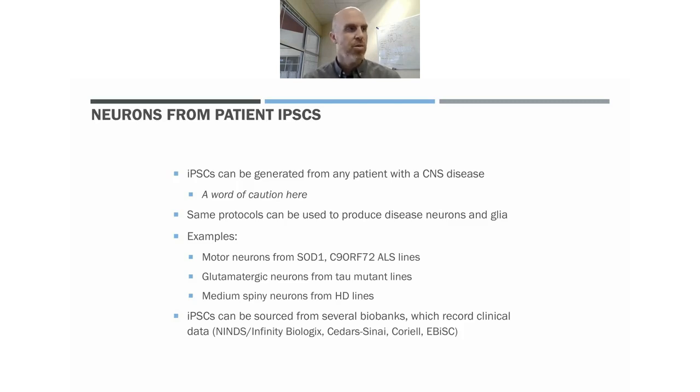There's a note here to remind me to say a word of caution about lines, because this is something we talk with groups all the time about. And if you remember actually anything from my talk today, please remember this: not all iPSC lines are created equal, and the quality of the lines can vary tremendously, even from biobanks, and the ability to make them into any one type can vary by line.